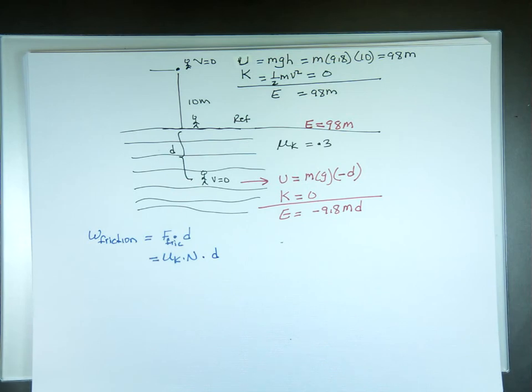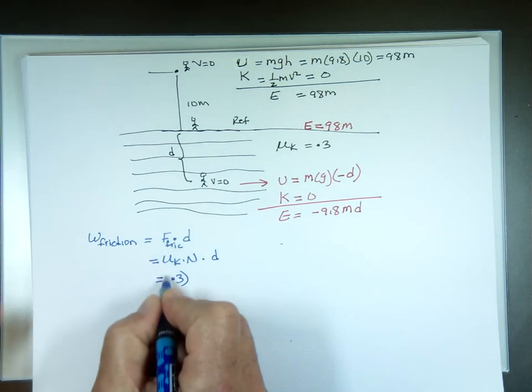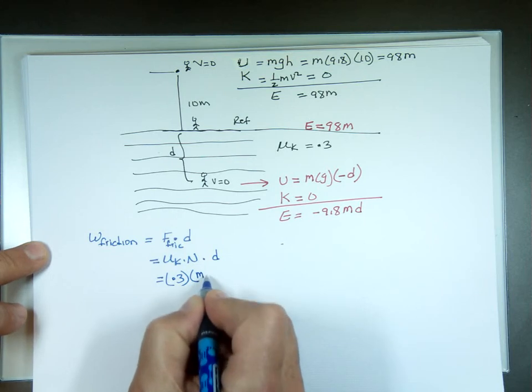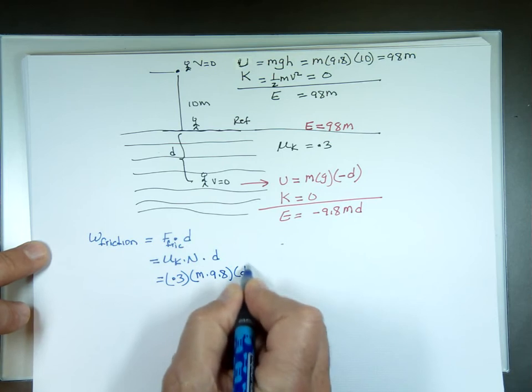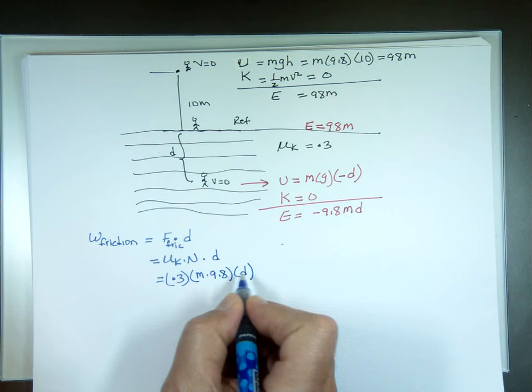My mu k is 0.3. The normal is what? That's your weight, which is mass times gravity, times the distance d. And that should be a negative also. We're losing that.